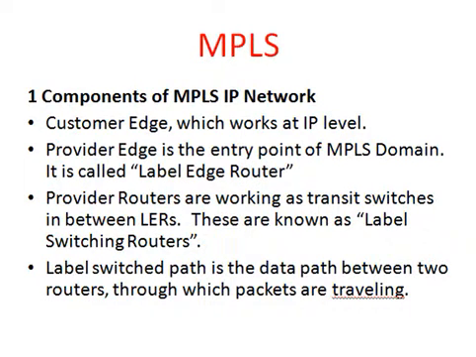MPLS components: customer edge router, which works at IP level. Provider edge router is the entry point of the MPLS domain. It is called the label edge router. Provider routers work as transit switches in between LERs. These are known as label switch routers. Label switched path is the data path between two routers through which packets travel.